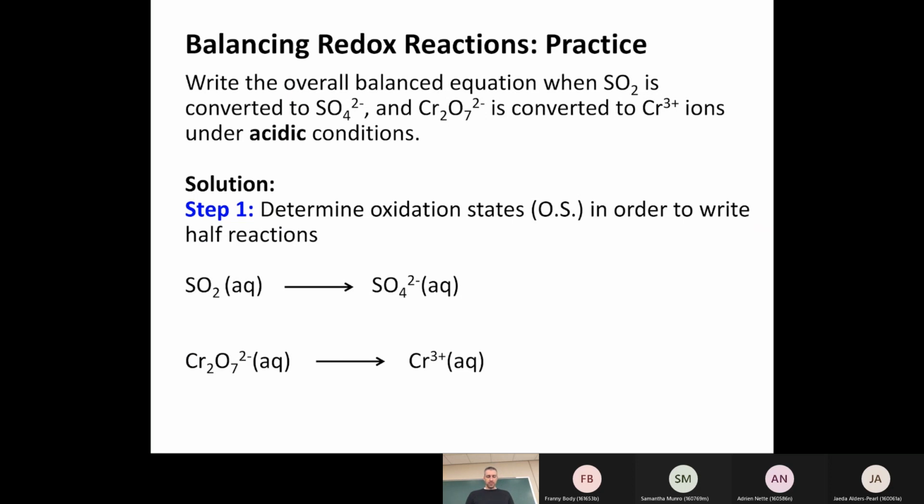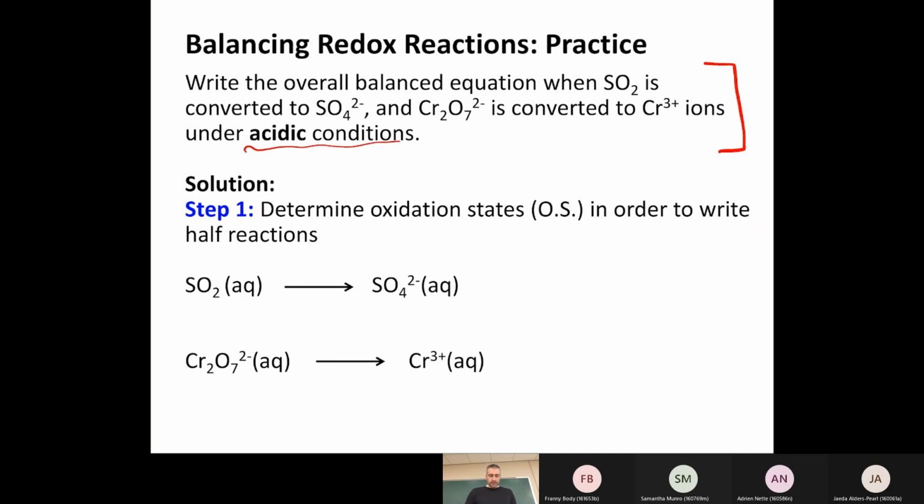Okay, so let's look at an example. This is what the question is asking. Write the overall balanced equation when SO2 is converted to SO42-, which is sulfate, and Cr2O7 is converted to Cr3+ ions, and we're under acidic conditions, we are told.